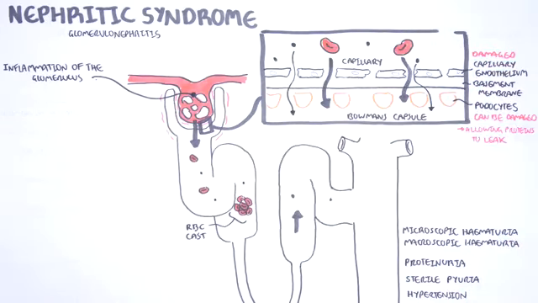Let us look at each of these in a bit more detail, beginning with the most serious or severe form of glomerulonephritis, which is rapidly progressive glomerulonephritis. Now, rapidly progressive glomerulonephritis, or crescentic glomerulonephritis, is actually not a disease in itself, but is caused by other glomerulonephritic diseases such as anti-glomerular basement membrane antibody disease, or Goodpasture, ANCA-associated glomerulonephritis, and immune complex-mediated glomerulonephritis.